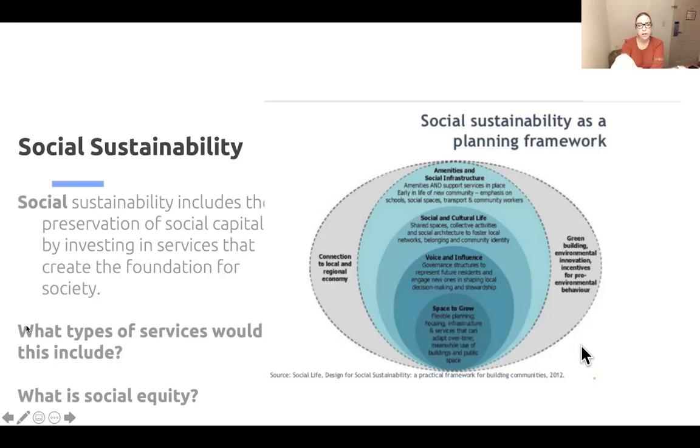Now, you do not have to read all the details of this image. I selected it because it gives you basic categories. So we have here on the bottom, space to grow, right? And this refers to housing and infrastructure, which means businesses such as grocery stores.